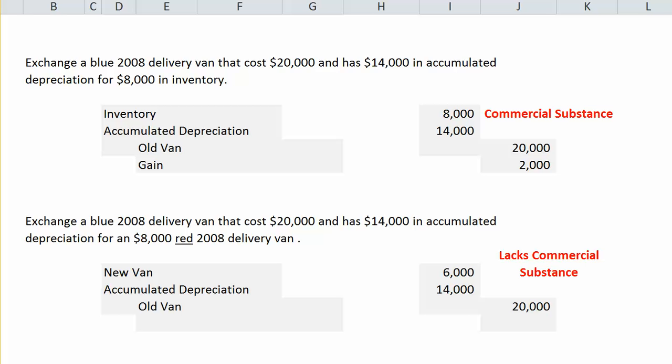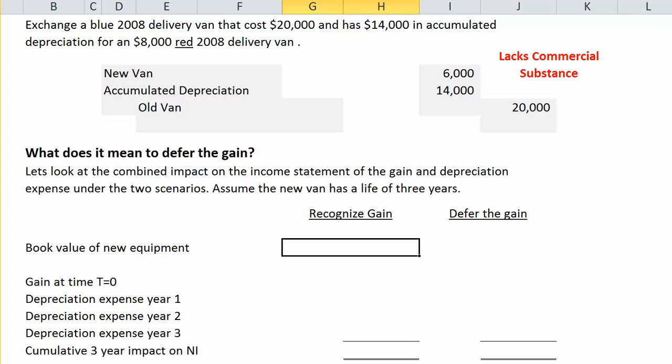When we talk about deferring the gain, let's look and see what the impact on the income statement is going to be, both from the gain and depreciation expense, under the two different scenarios, one where we recognize the gain and the other one where we defer the gain. We're going to assume that our new van has a remaining life of 3 years.